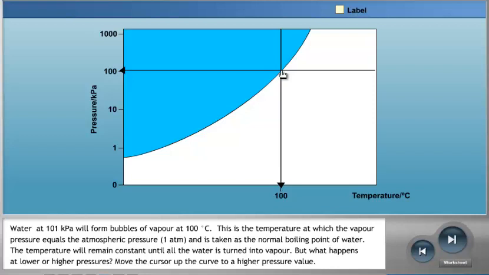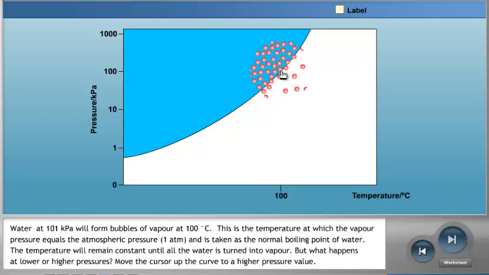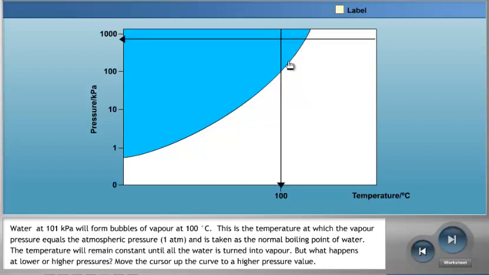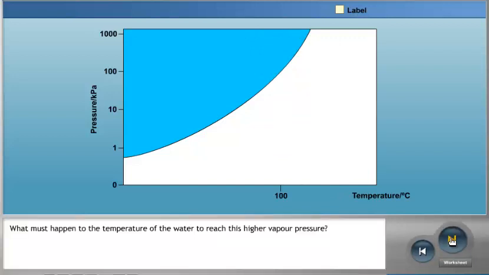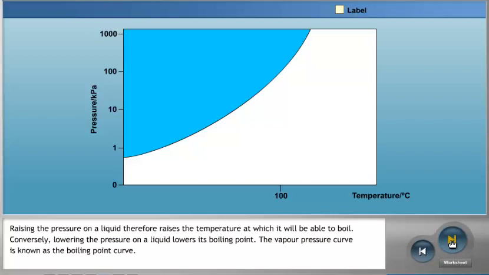Move the cursor up the curve to a higher pressure value. What must happen to the temperature of the water to reach this higher vapor pressure? Answer: it must be increased. Raising the pressure on a liquid, therefore, raises the temperature at which it will be able to boil. Conversely, lowering the pressure on a liquid lowers its boiling point. The vapor pressure curve is known as the boiling point curve.